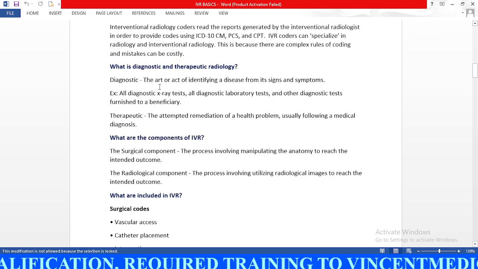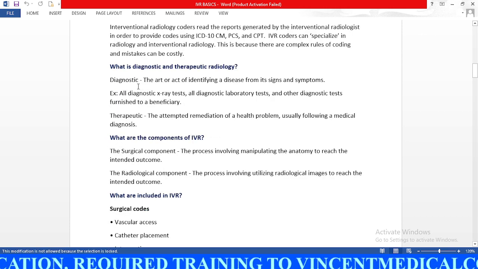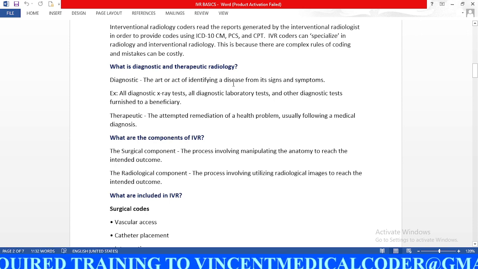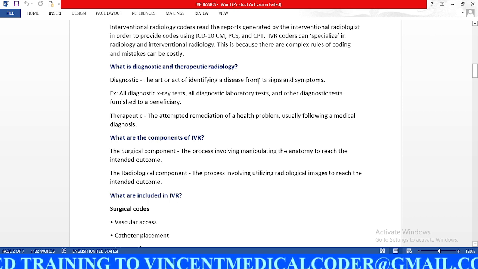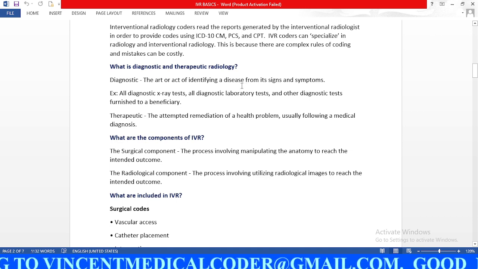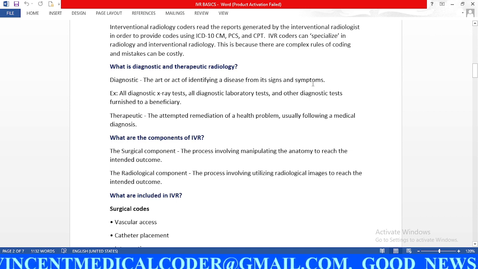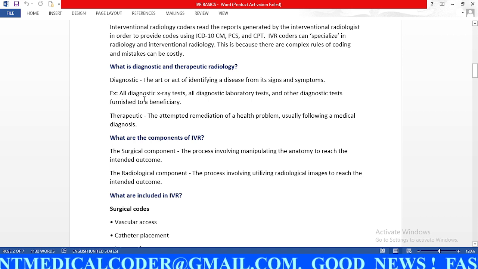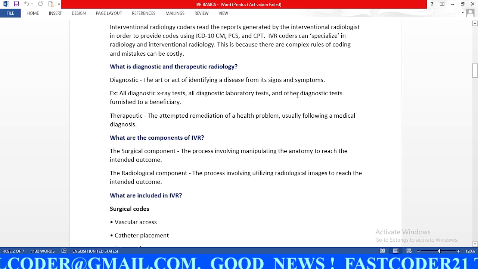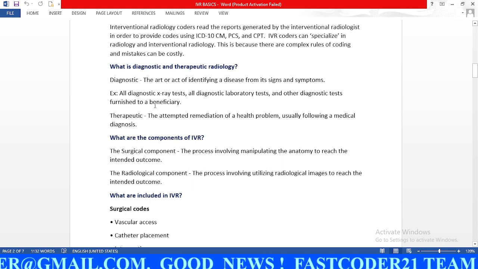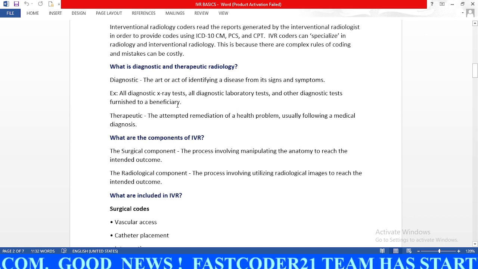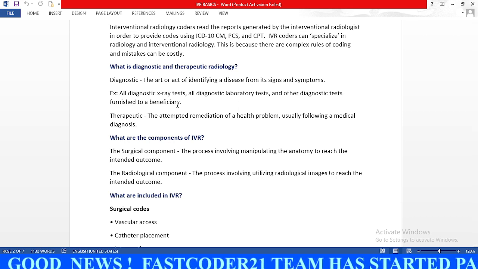So what is diagnostic and therapeutic radiology? What is diagnostic radiology? The art or act of identifying disease from its signs and symptoms. So using diagnostic radiology, we will find the disease using the signs and symptoms of the patient. So what are the common diagnostic radiology? X-ray tests, all diagnostic laboratory tests and other diagnostic tests furnished to the beneficiary. The most common diagnostic radiology process is X-ray.